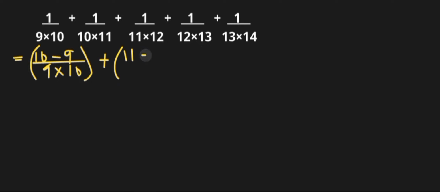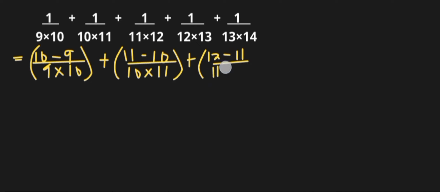Here the first term will be 10 minus 9 over 9 times 10. The second, 11 minus 10 over 10 times 11. The third is going to be 12 minus 11 over 11 times 12. And it continues like that until the last term in the series.